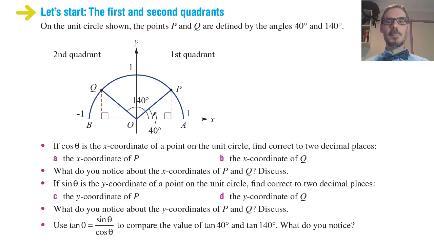So here's the next thing. When we look at the unit circle, and we'll start just by looking at the top half of the unit circle, let's compare what happens in the first quadrant with what happens in the second quadrant.